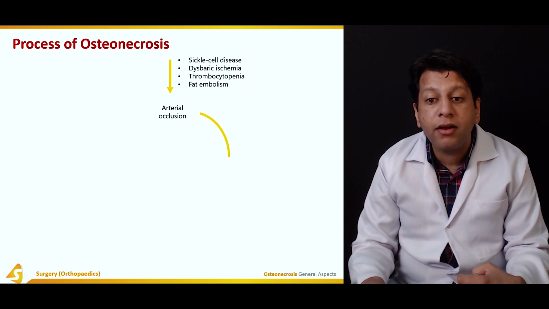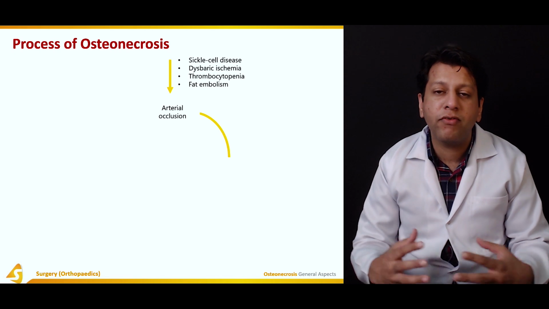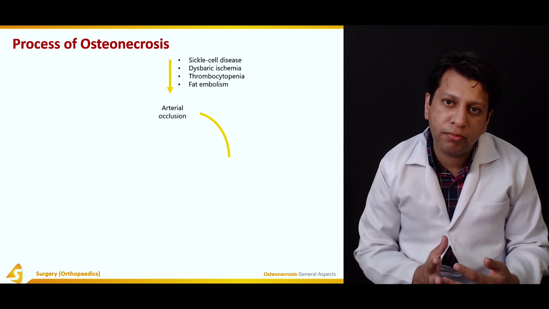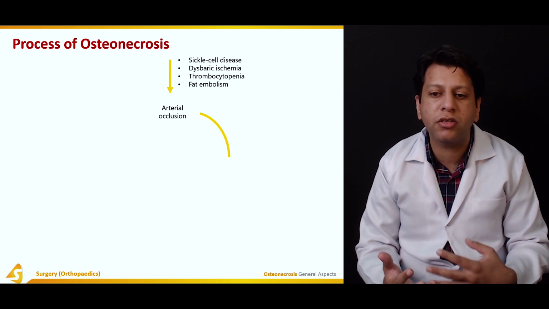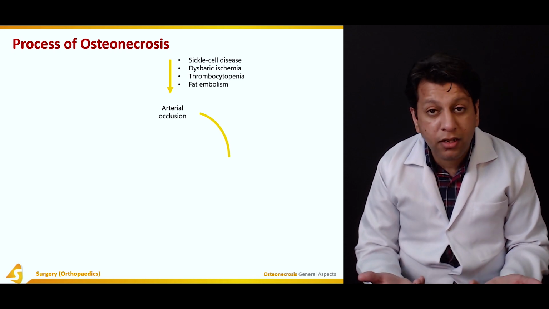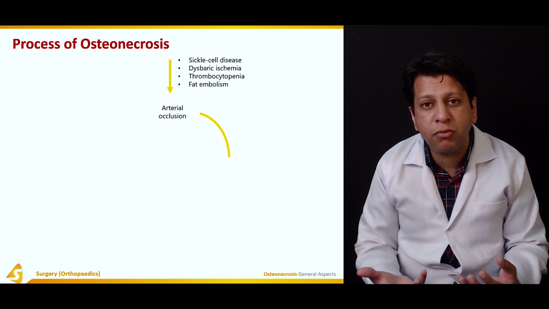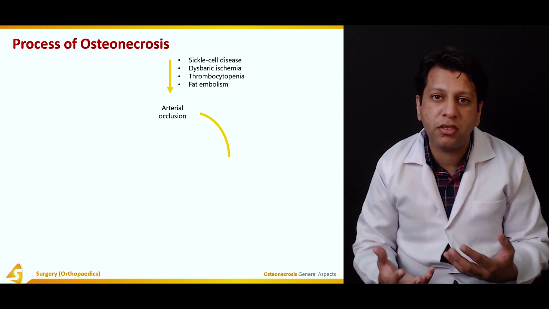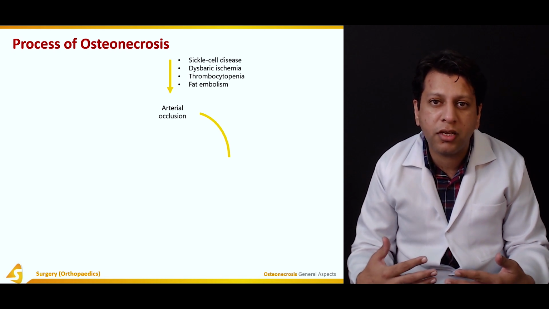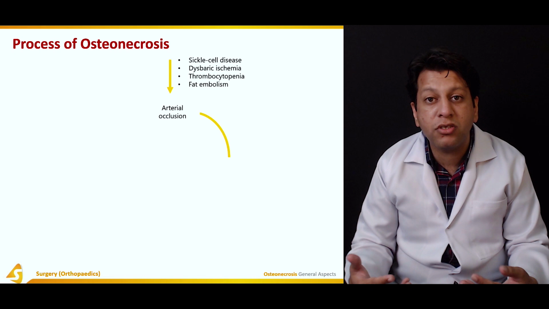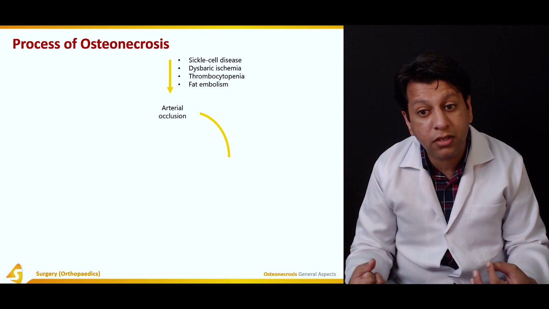So what actually starts is, if it's not traumatic, it's non-traumatic, this could happen in multiple diseases. For example, in sickle cell disease, they have a problem with the hemoglobin, so when they're exposed to low oxygen tension, the RBCs assume a sickling shape. That's what's called sickle cell disease.